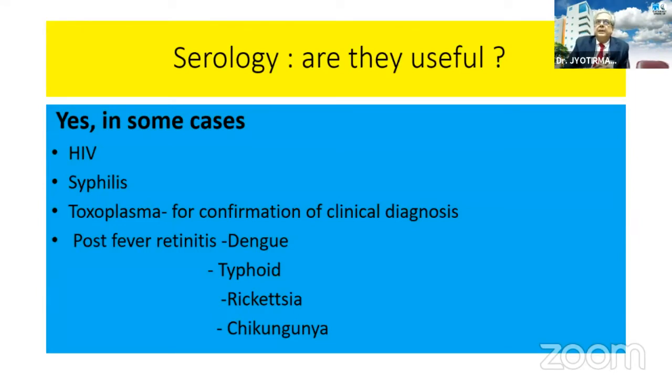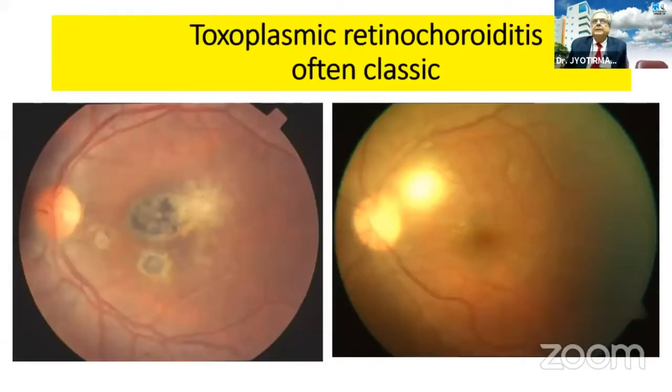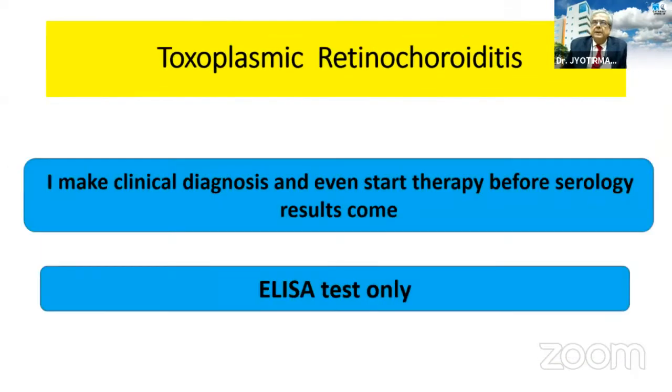Serology, are they useful? Yes, in some cases like HIV and syphilis, I depend on the serology. But in toxoplasma, clinical diagnosis comes first, and then confirmation can be made by toxoplasma ELISA serology. In post-fever retinitis, serology is quite useful: dengue, typhoid, rickettsia, chikungunya. Toxoplasmic retinochoroiditis often has a classic appearance, with retinitis by the edge of a scar, or a retinochoroiditis with headlight in the fog appearance with localized vitreous haze.